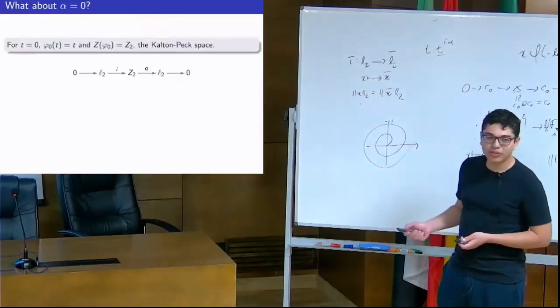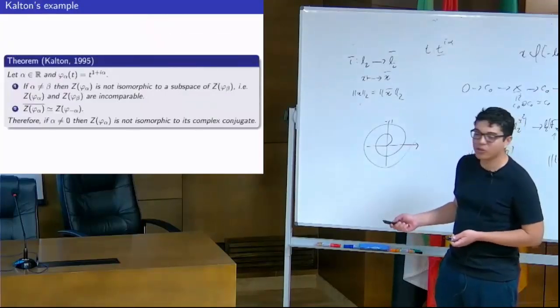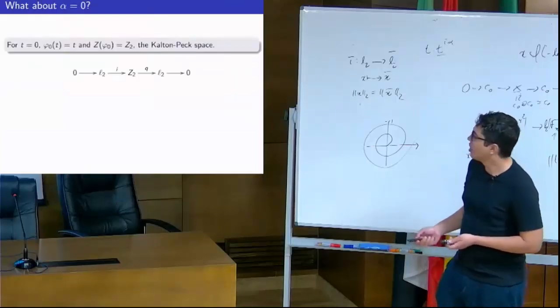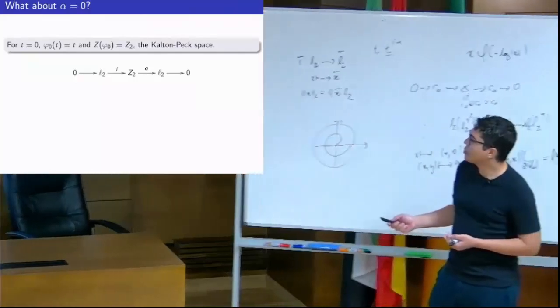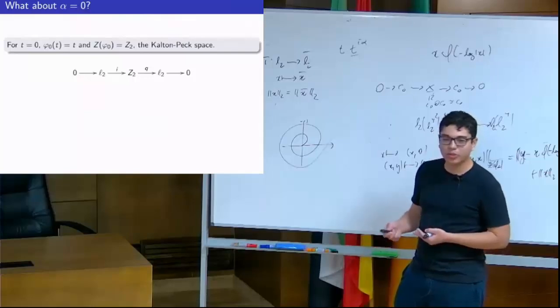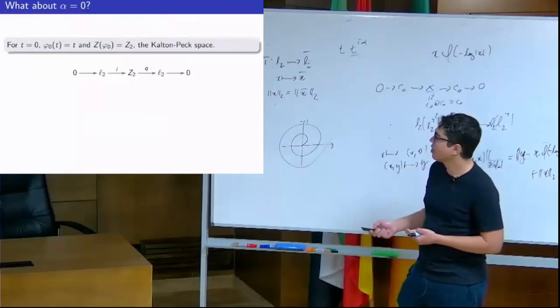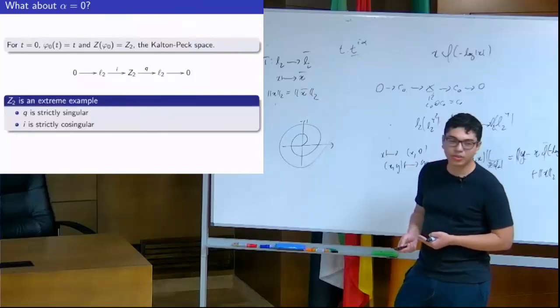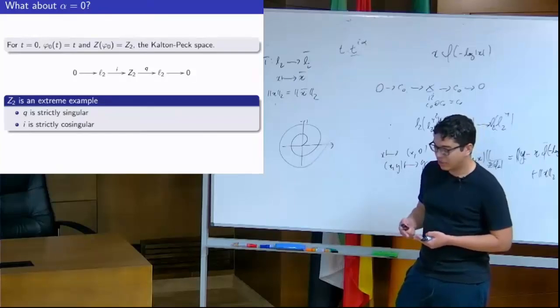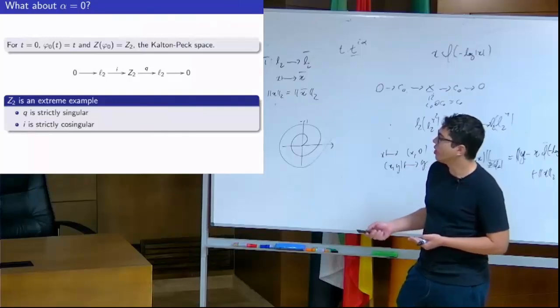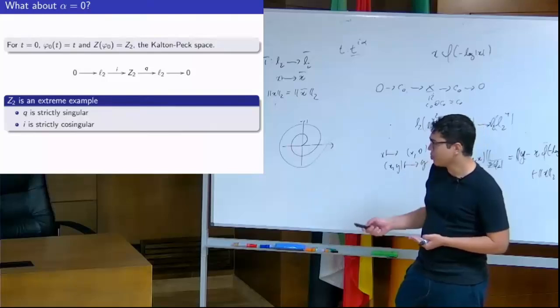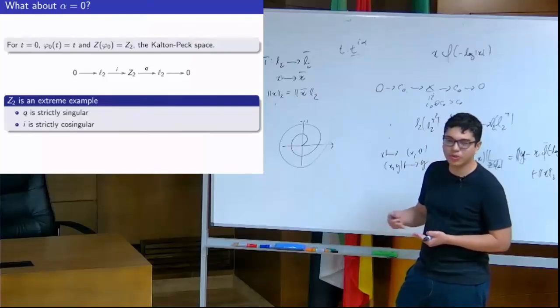What about alpha equals 0? Okay? Because, of course, this only works for alpha different from 0. And for alpha equals 0, we have that the map is phi 0 of t equals t, and you get the Kalton-Peck space, which has already appeared a number of times here. Okay, and it is an extreme example. So Q is a strictly singular map, which means that when you restrict to an infinite dimensional subspace, it's never an isomorphism into its image, and i is strictly cosingular. So don't bother a lot about this. It comes from the fact that i is the adjoint of a strictly singular map.